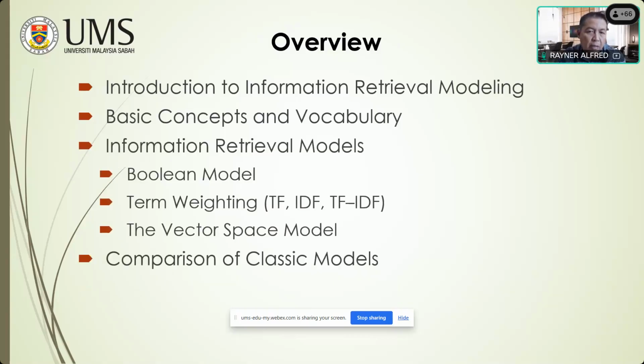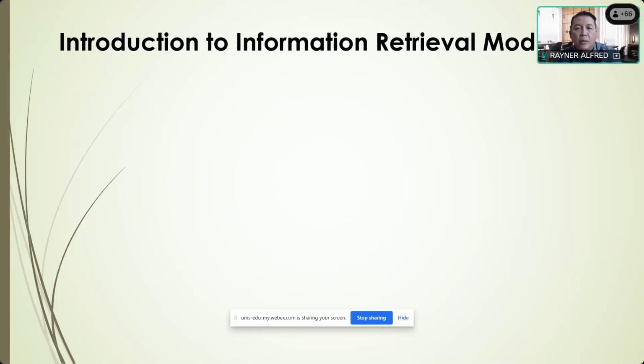Okay, and from the first model to the next model, we provide the reason why this model is no longer used, and why the next model is introduced in order to overcome the problem or difficulty. So today we will cover the Boolean model and also the term weighting model. Next week we will cover the TF-IDF and also the vector space model. Okay. So let's take a look at the first one.